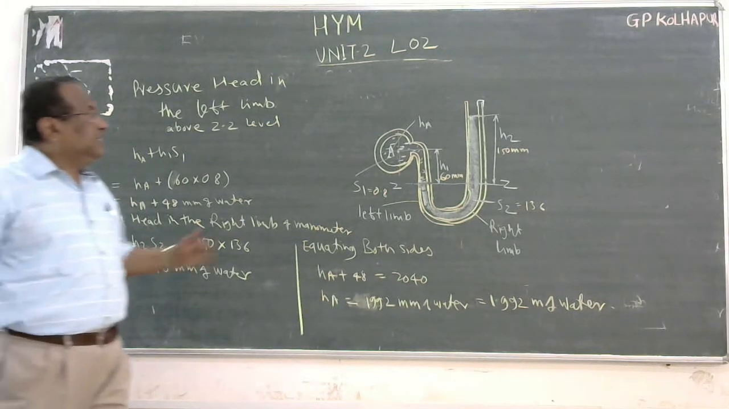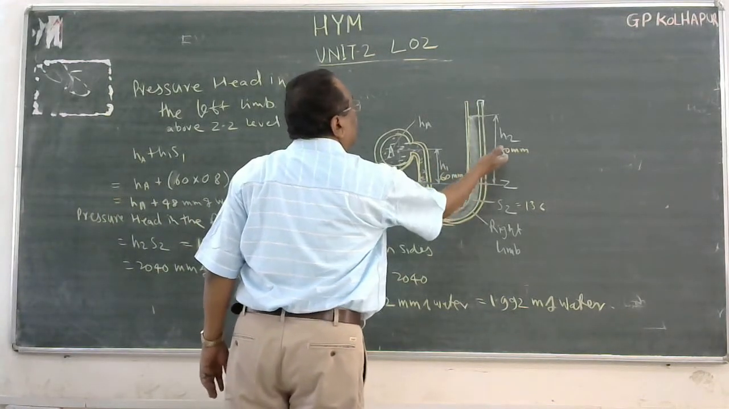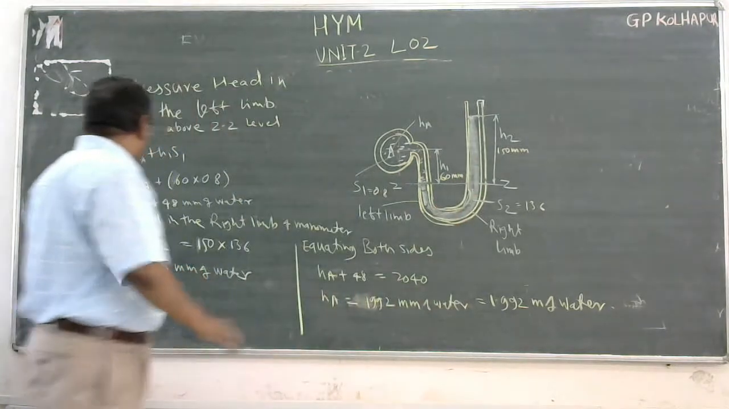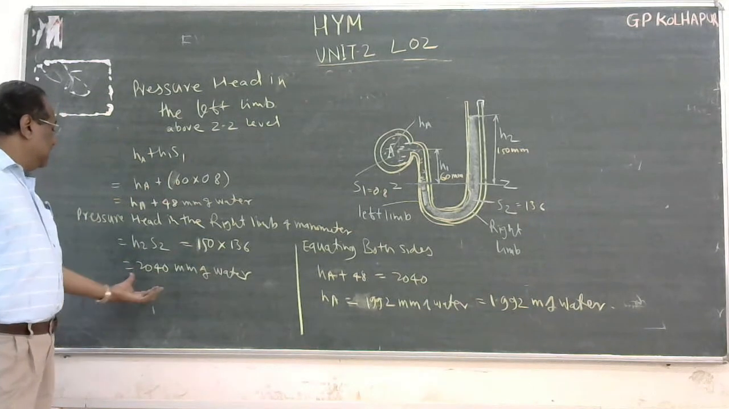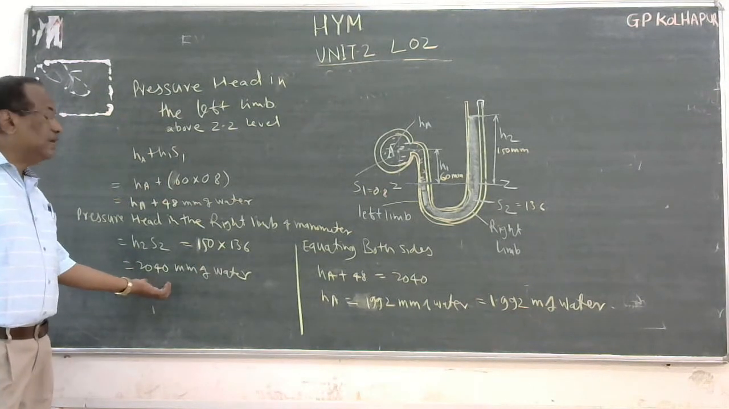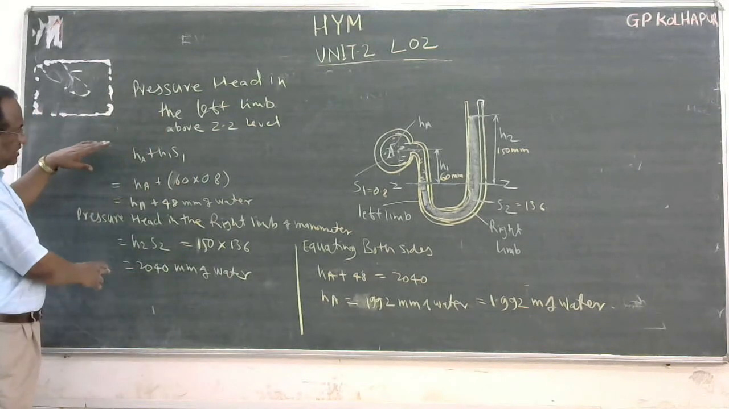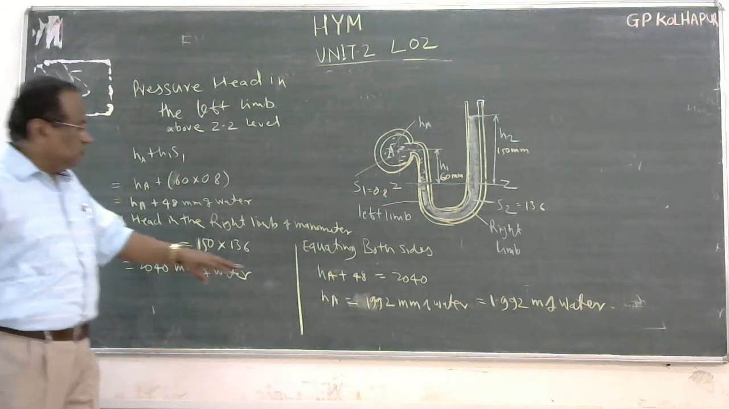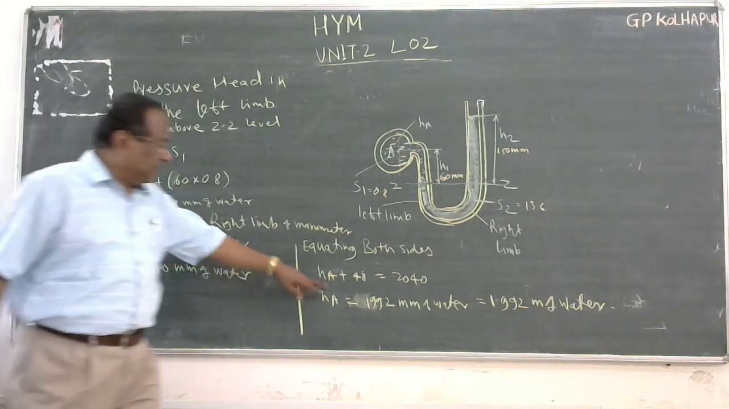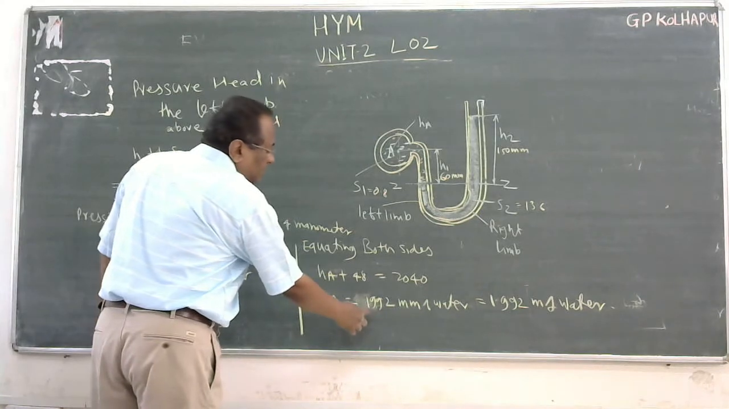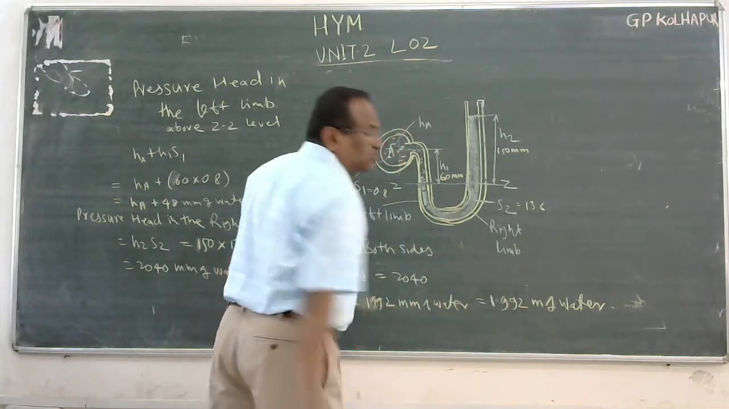Now, the pressure head in the right limb means the height of mercury level above ZZ level multiplied by the specific gravity of mercury. That is H2S2, 150 multiplied by 13.6. It comes out to be 2040 mm of water. Let us equate these two sides. HA plus H1S1 is equal to H2S2. That is HA plus 48 equals 2040. Here HA comes out to be 1992 mm of water, and 1.992 meters of water.